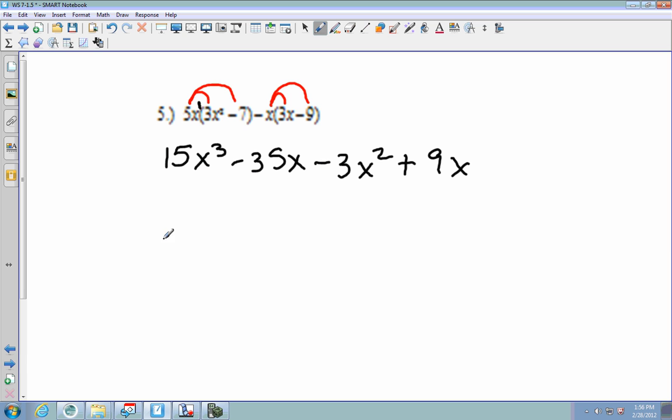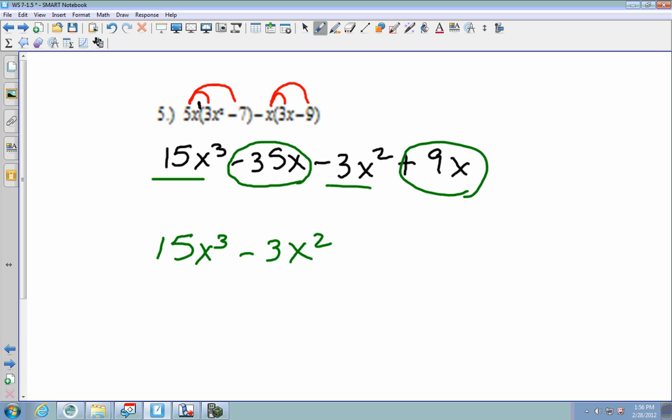Now to write my answer, I've got 15x to the third power. That's the only one I have there. The only x squared, negative 3x squared, negative 35x plus 9x, negative 26x. And there's my answer. You could put the problem into y1, the answer into y2 to check and make sure you did it correctly.